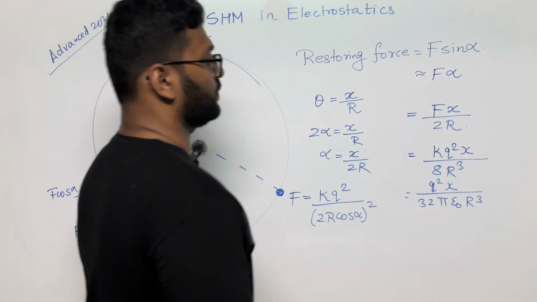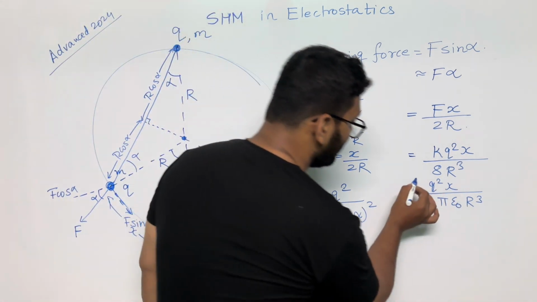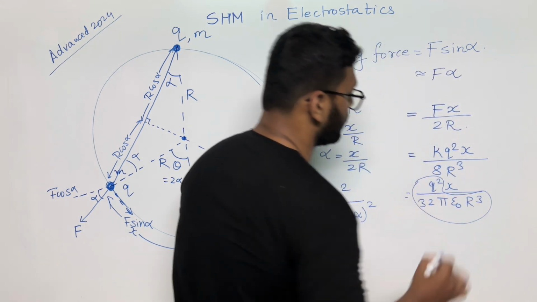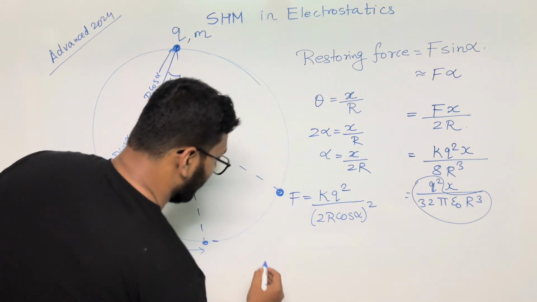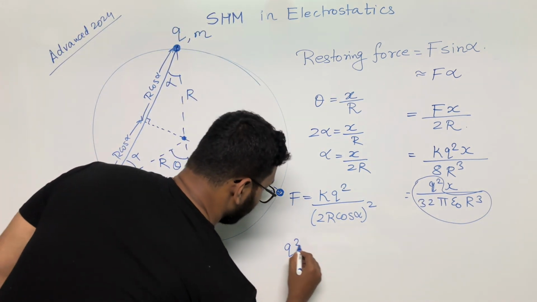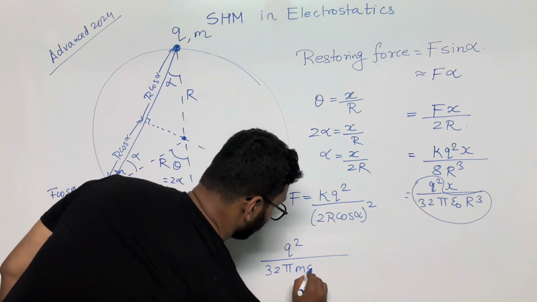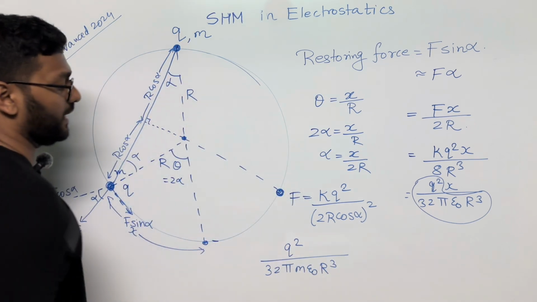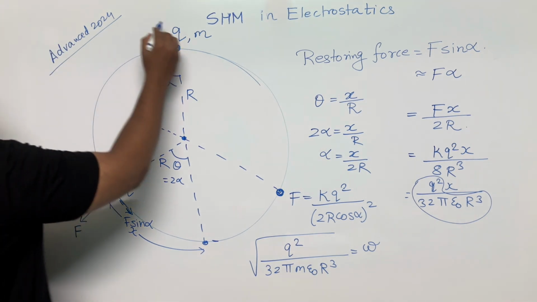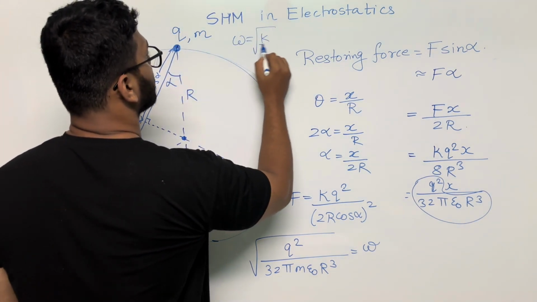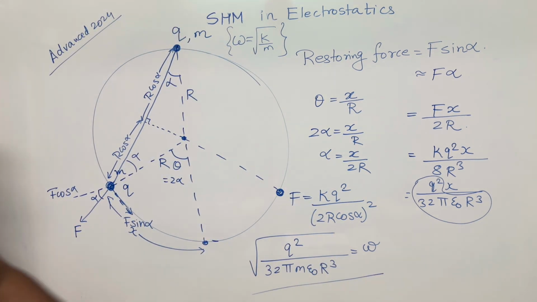So this is the restoring force. Now see here, the restoring force is directly proportional to x. That means yes, this is the constant that we are looking for, the spring constant, or whatever you call the SHM constant. Now this is k dash. So I can write k dash by m as omega square, which is q square over 32 pi m epsilon naught r cube. I am dividing it by m, and if I take the square root of that, this is the angular frequency. You know omega is root of k by m. So this is the angular frequency of this charged particle. You will get this answer.